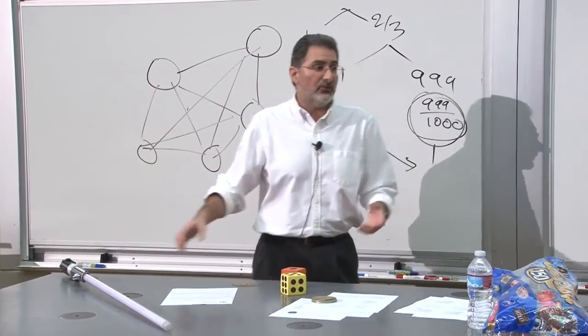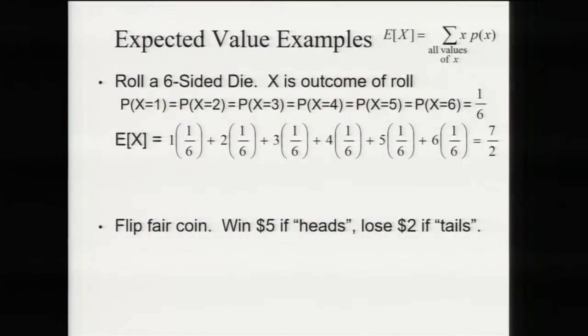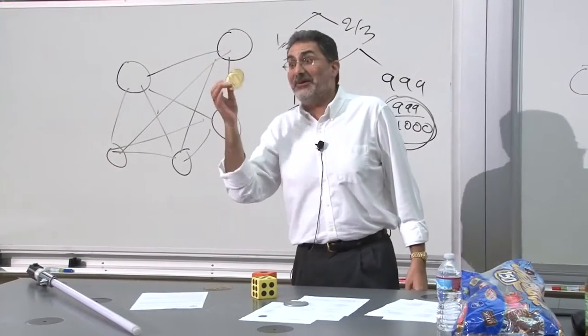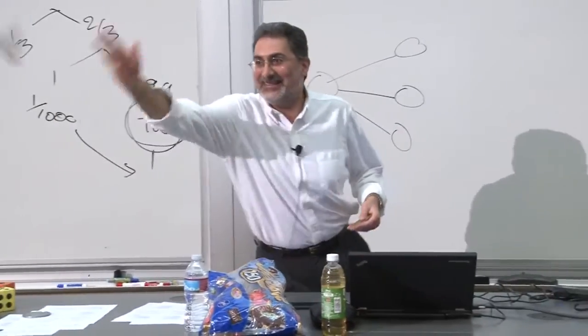Now we can take this and apply it to situations where there's some uncertainty and some payoff. It's not just a die roll. Let's say I have a coin to flip, and I say if this coin comes up heads, you win $5, and if it comes up tails, you lose $2, and it's a fair coin. There you go. Someone knows the probabilities involved.